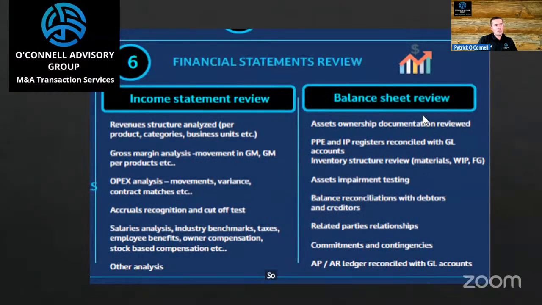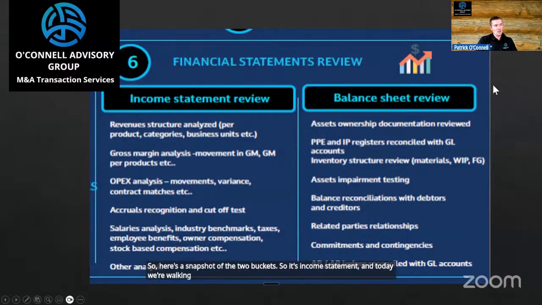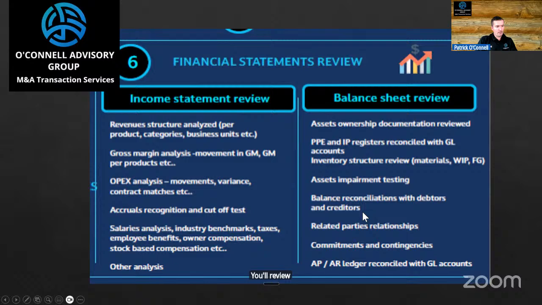So here's a snapshot of the two buckets. So it's income statement, and today we're walking through the balance sheet review. And this is some of the things you'll likely do. You'll review the AP AR ledger and assess if there's any aged amounts. You'll understand, does the business have inventory?